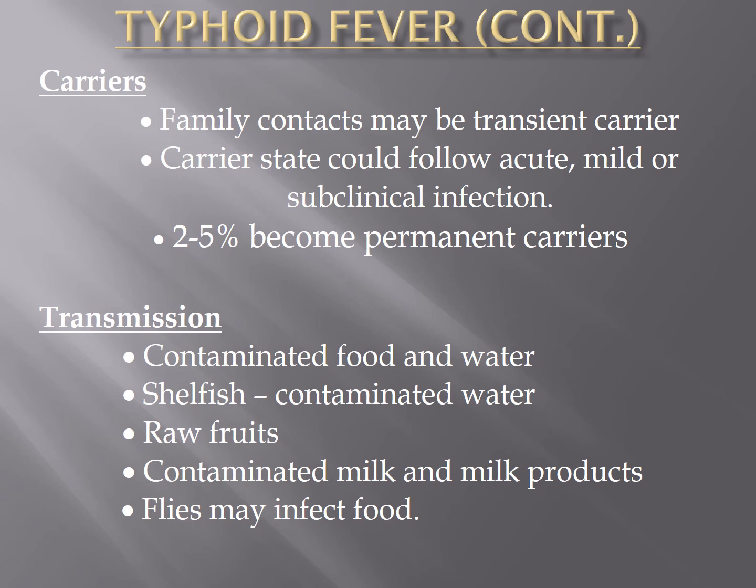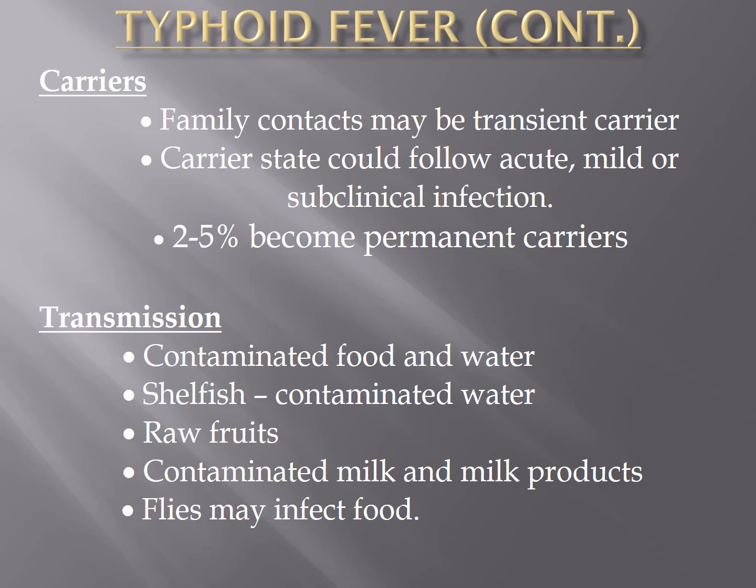So transmission, how is the disease transmitted? As I said, transmission is through the GI tract. It can be transmitted by contaminated food and water. It could be transmitted by shellfish, raw fruits, contaminated milk and milk products. Also, flies may infect food.